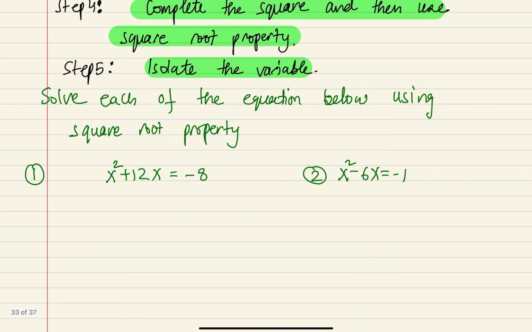That being said, these problems are easier when your leading coefficient is 1, but when the leading coefficient is something other than 1, they are a bit of extra work because you have to make sure the leading coefficient is 1 before you can complete the square. So let's look at some examples.